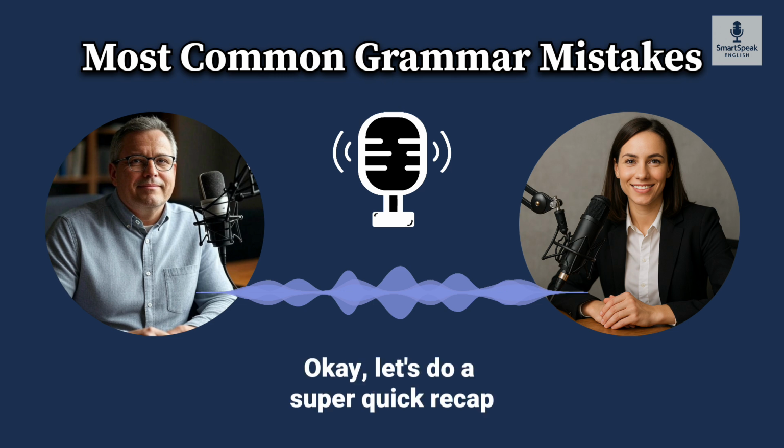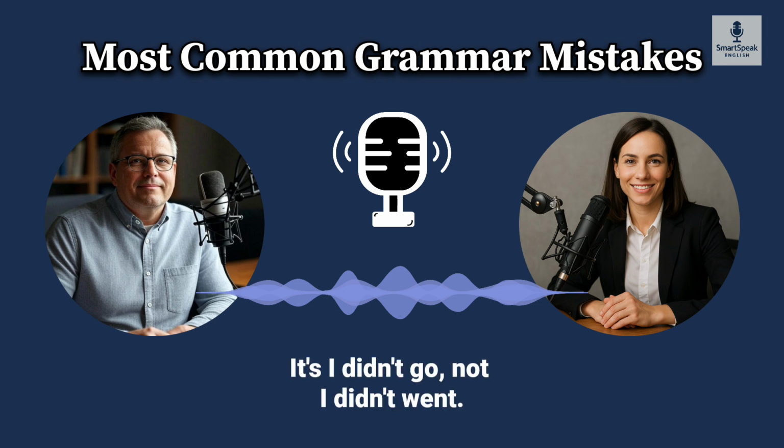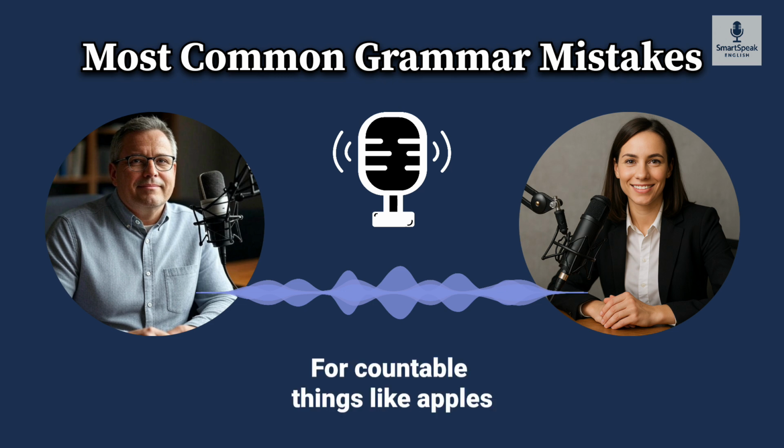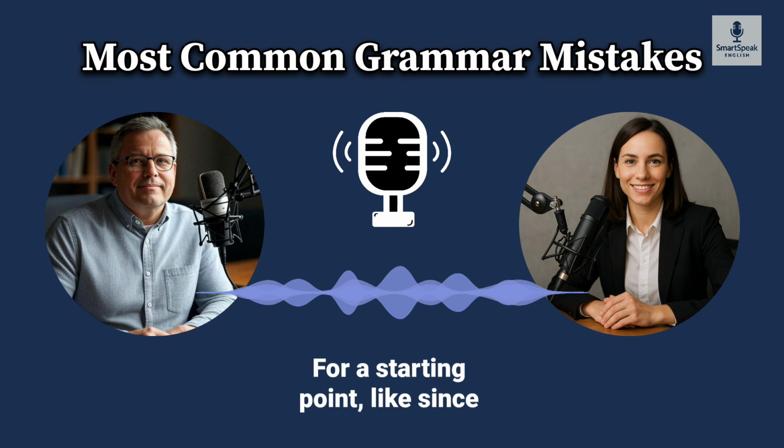Okay, let's do a super quick recap then. So it's he goes, not he go. Right. It's I didn't go, not I didn't went. Correct. Avoid the double past. Many for countable things like apples, much for uncountable things like water. Spot on. Simply I agree, not I am agree. Yep. And since for a starting point, like since 2020, and for just for a duration, like for 3 years.